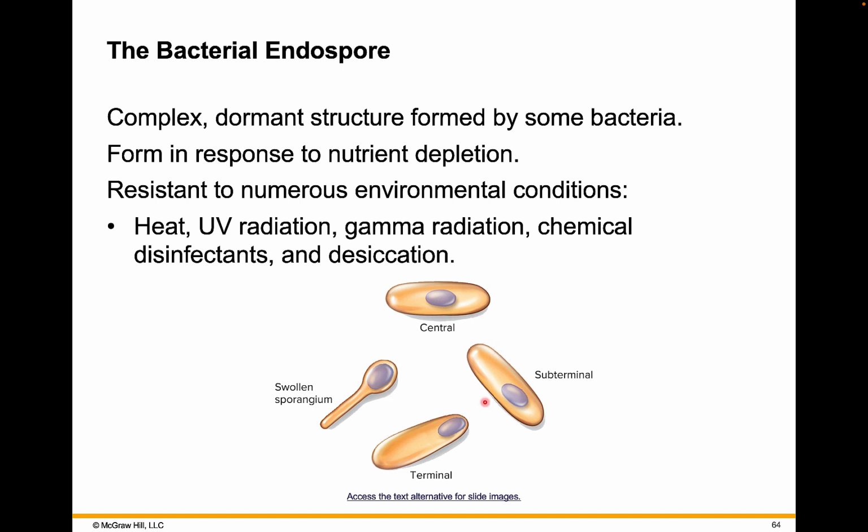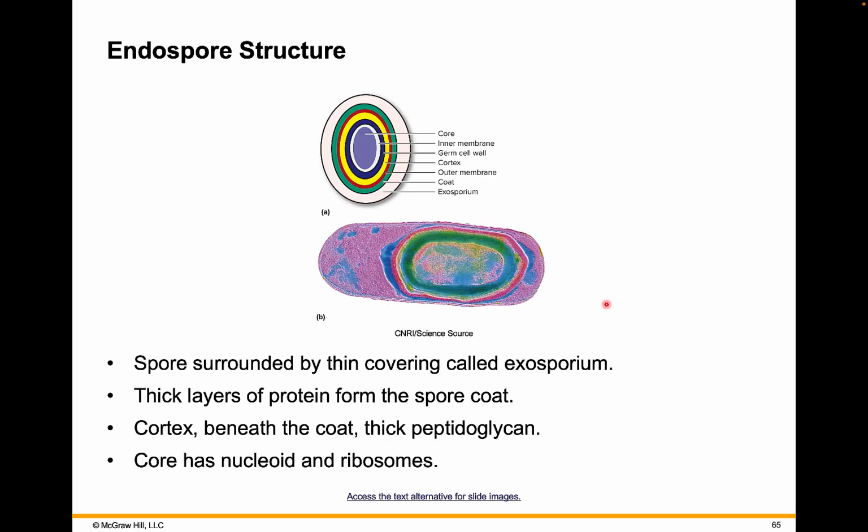So there could be many different types of endospores. So you can see that it can be centrally produced, subterminal, terminal, or in a sporangium, depending upon that. But essentially, how is the structure? So you can see that the structure essentially is the core, and the core contains the genetic material and the enzymes required for the endospore to return to its vegetative cells.